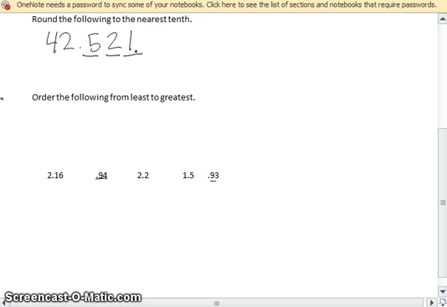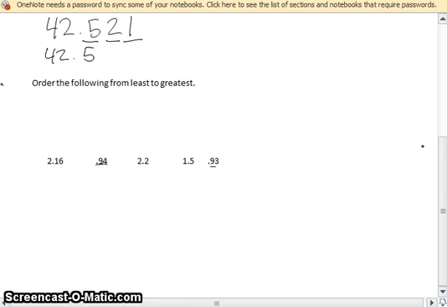We want to find the nearest tenth, so the 5 would be our tenth. So what we have to do is look to the right of the 5, which is the 2. And since this number is 4 and below, we would keep the 5 the same. So our number would be 42.5. If this were a whole number, the 2 and the 1 would become zeros. But now they have no value.